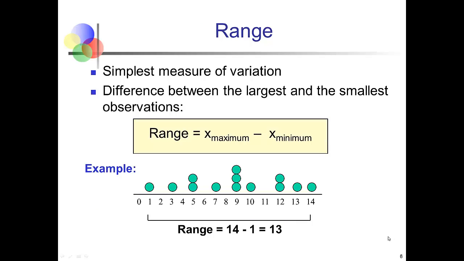We've actually calculated range already when we were doing the histogram. This is the simplest measure of variation. All we have to do is find the maximum value, the minimum value, and find the difference between. So in my example here, the lowest value is 1, the largest value is 14, the range is 13. We just take 14 minus 1, and the difference between those two, or the deviation, or the spread, is 13.